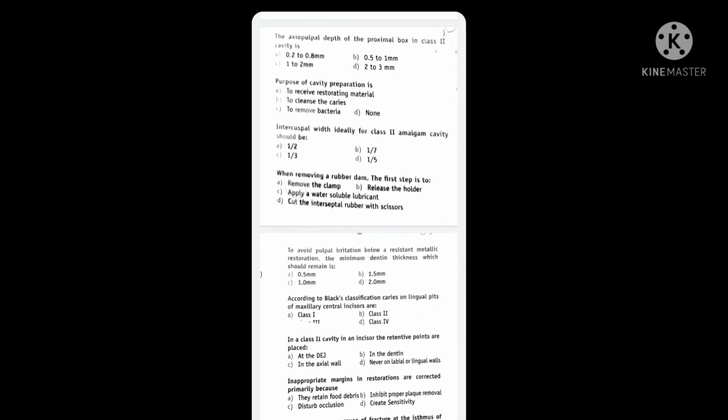Next question. Inappropriate margins in the restorations are corrected primarily because they retain food debris, inhibit proper plaque removal, disturb occlusion, create sensitivity. Correct answer is option B, that is inhibit proper plaque removal. Okay, next question.